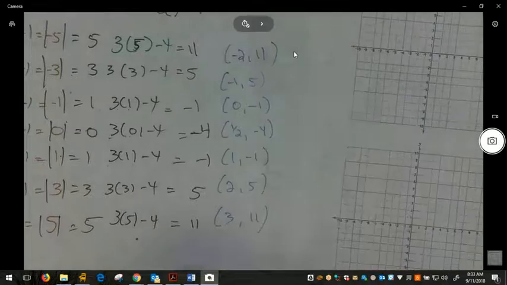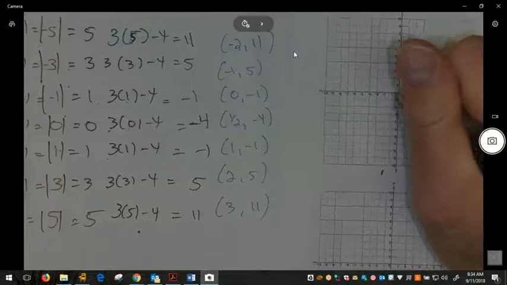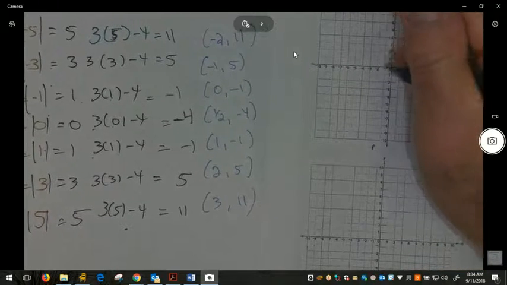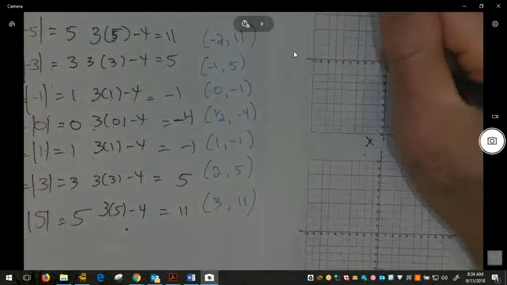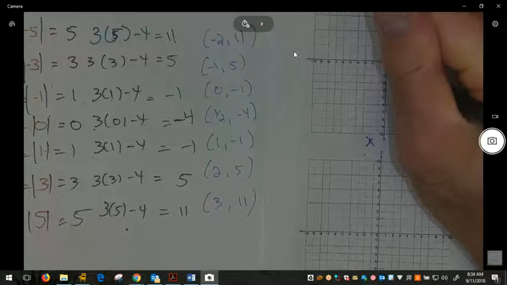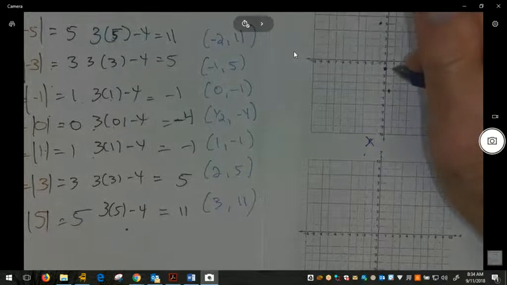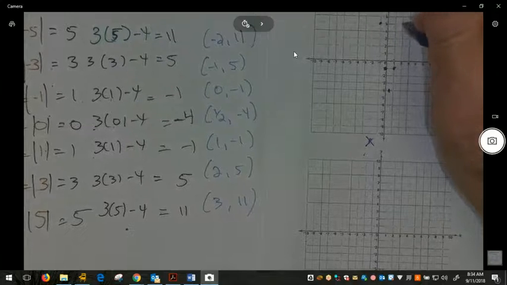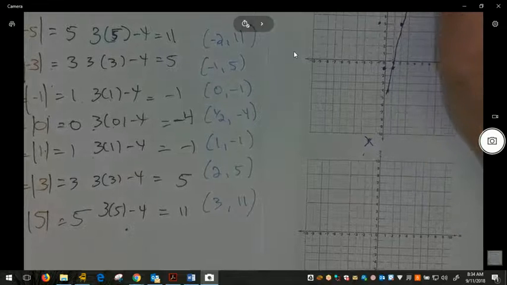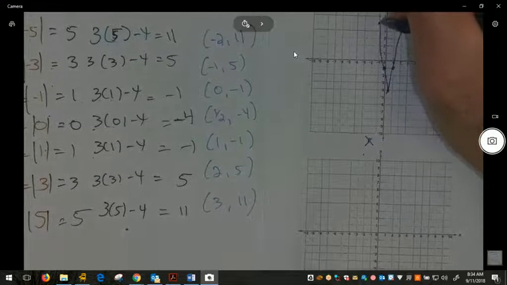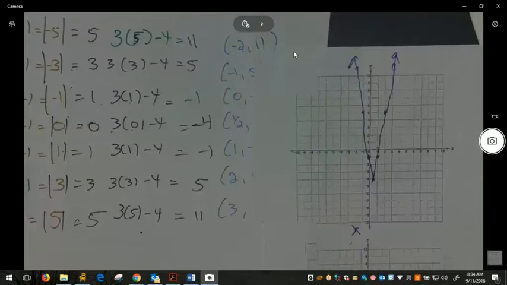And I should see that V shape. If not, I've done something wrong. So I have -2, 11, sorry, not -11. -1, 5, 0, -1, 1/2, -4, 1, -1, 2, 5, and 3, 11. And I see my V shape with the vertex of that V being at 1/2, -4. I have the correct graph for an absolute value function.